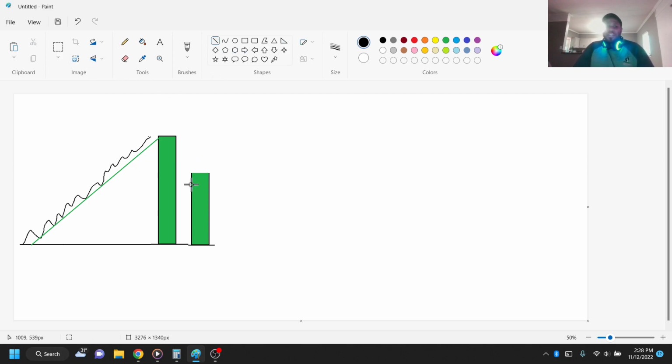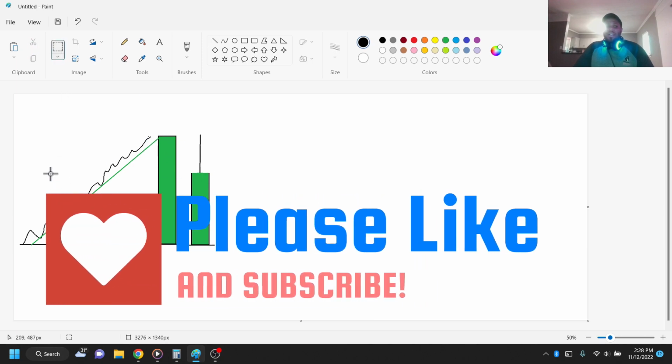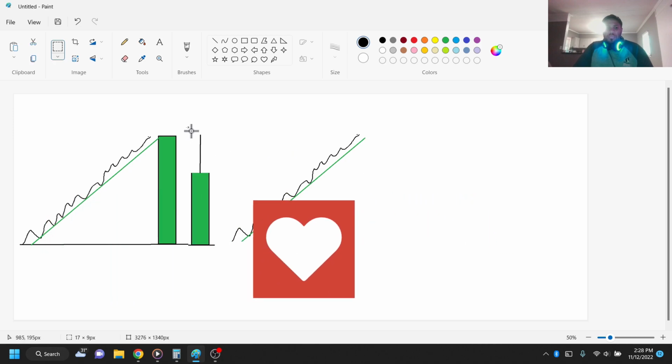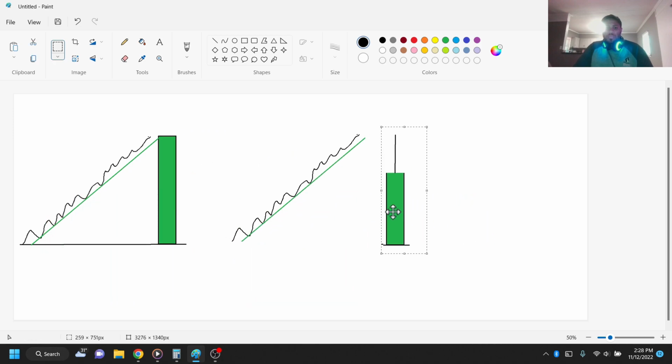What happens if you were to see this right here? Okay. What happened inside of that bar? Does it look like this still? No, it doesn't look like that. It most likely looks like this. Is that not the same thing that we just discussed with a normal trend? Is this not a trend line break? Well, of course it is. It's just happening inside of one bar.